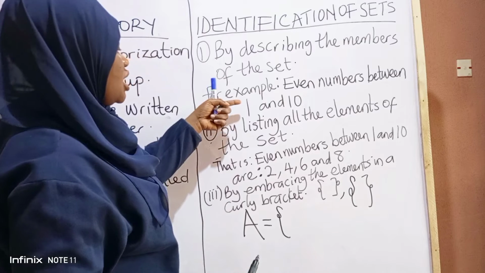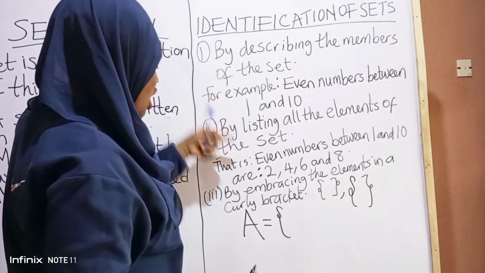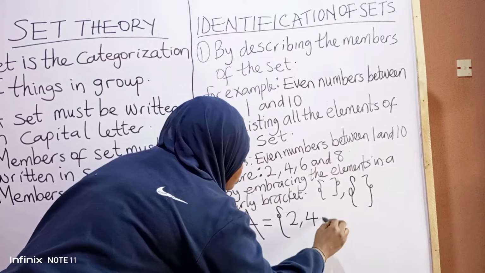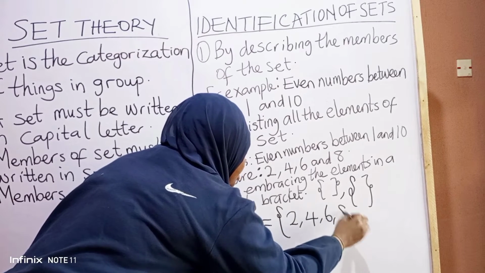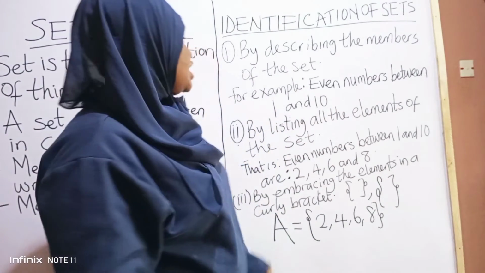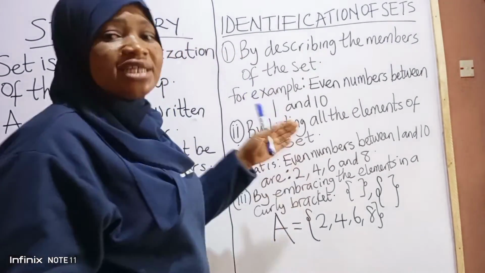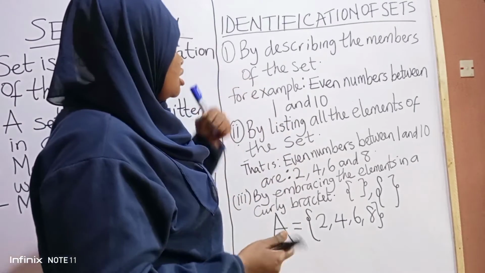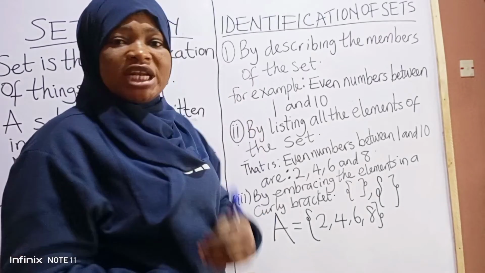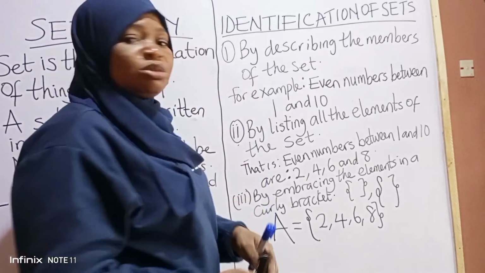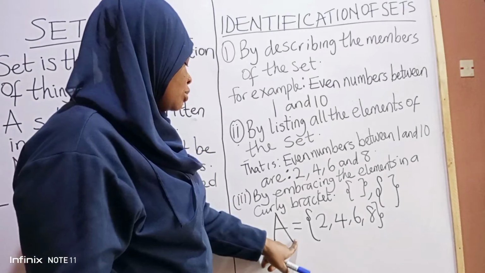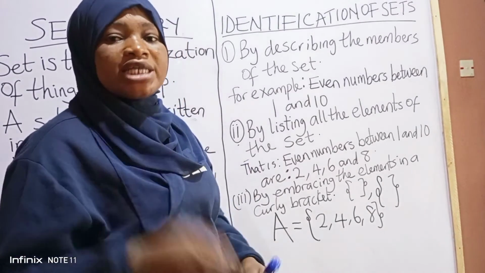After describing the elements, now we have to list them. So 2, 4, 6, 8. Then you close it with a curly bracket. So this is how you can quickly recognize any set. The elements must be described, the elements must be listed, and the elements must be embraced inside a curly bracket. And the set itself must be written in a capital letter.